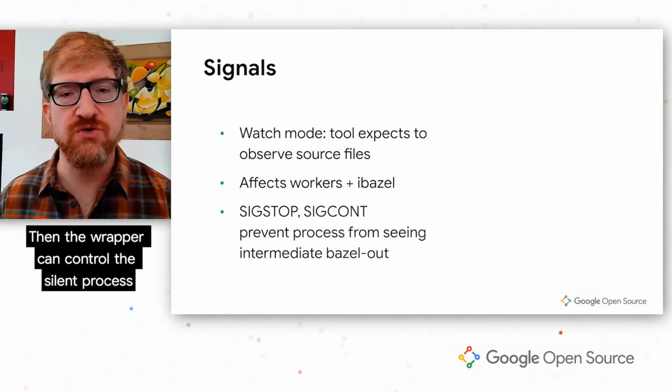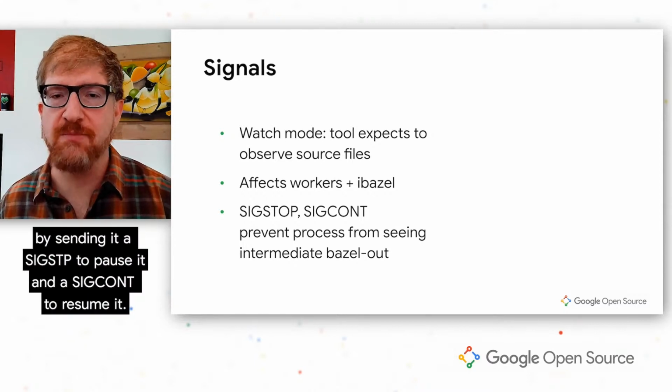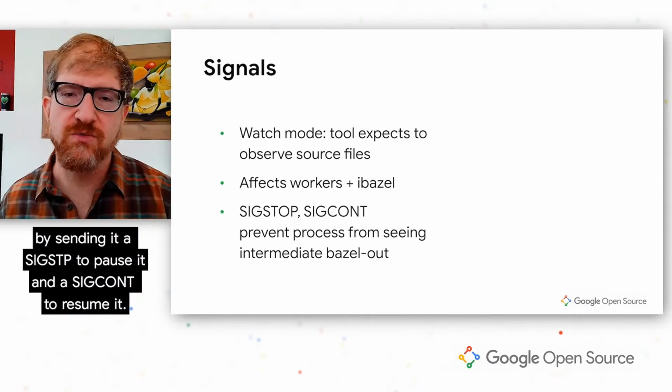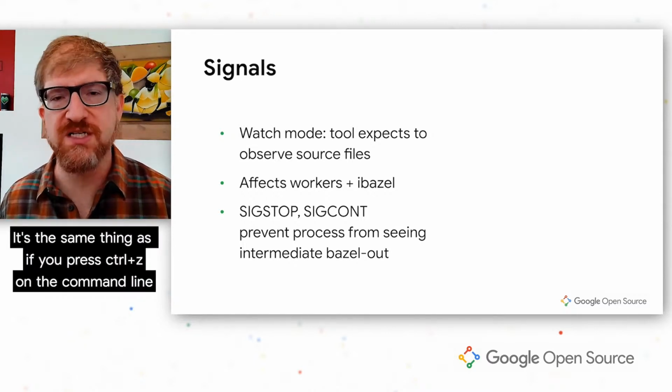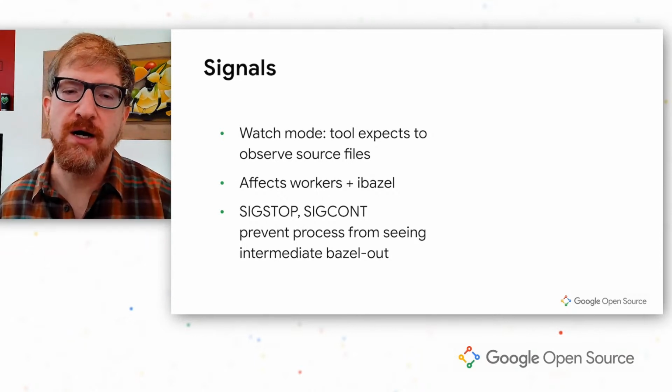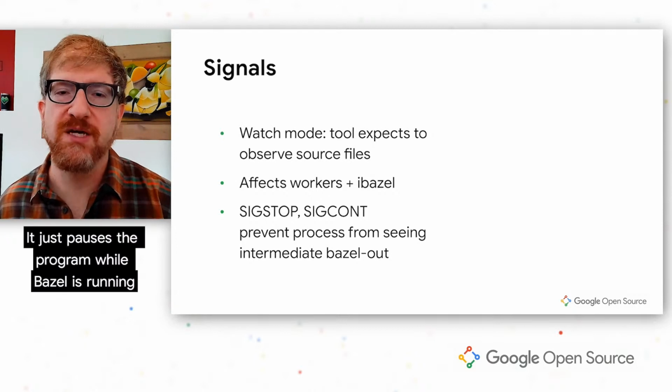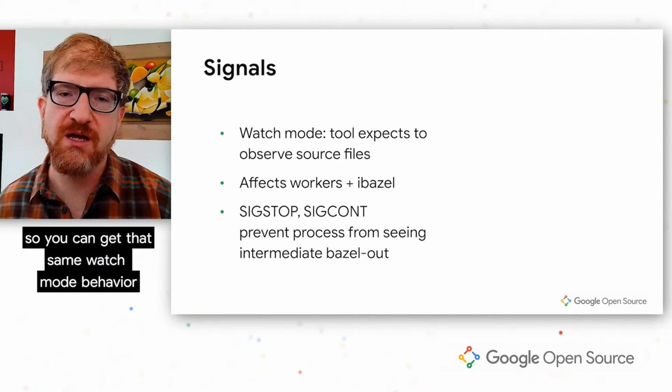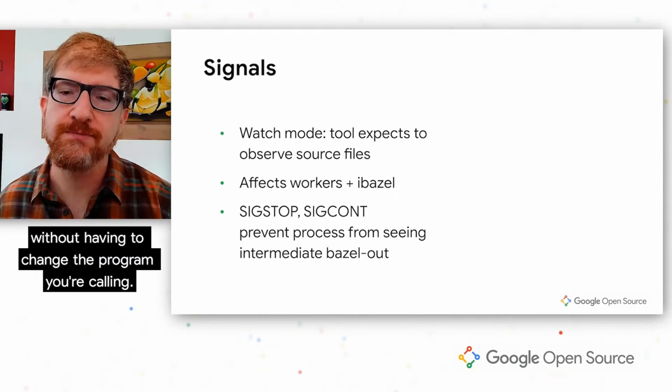And then the wrapper can control the child process by sending it a SIGSTOP to pause it and a SIGCONT to resume. This is the same thing as if you press Control-Z on the command line and then fg to resume the program. So this is really cool. It just pauses the program while Bazel is running so that you can get that same watch mode behavior without having to change the program you're calling.